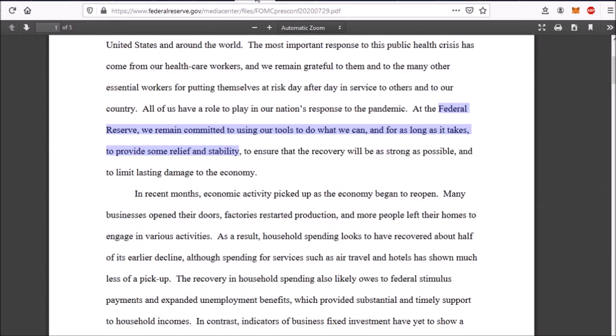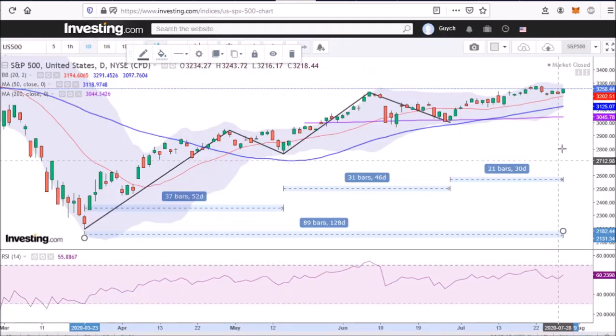Moving on to the general stock market, yesterday we saw this FOMC meeting, and in general I would summarize it as a relatively dovish statement from the Fed. As you see in this summary, the Fed is committed to using whatever tools they can and for as long as it takes to provide relief to the market. So let's move on to the market.